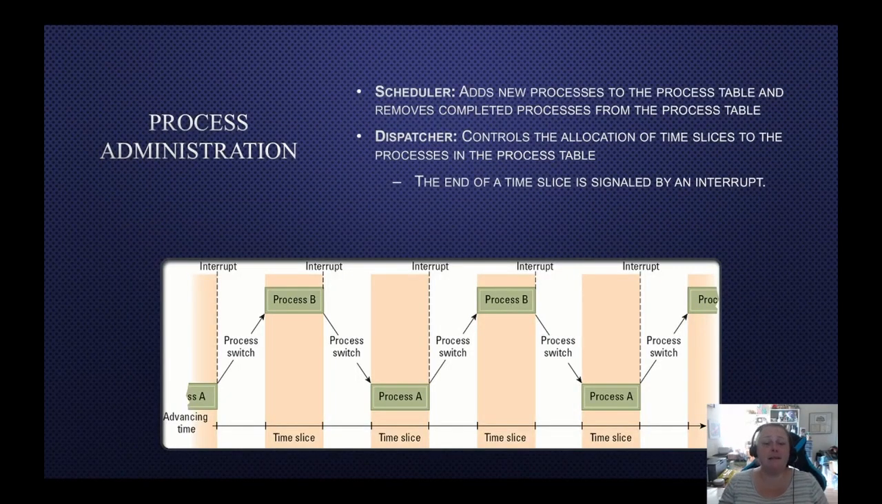The scheduler and dispatcher in the operating system are what is going to coordinate all the processes that happen on your machine. The operating system keeps track of all of these processes by using something called a process table. The scheduler is going to add new processes to the process table and also remove processes when they are complete. The dispatcher, on the other hand, is going to determine how much time and how many resources each of these processes is allowed to take up within that process table.